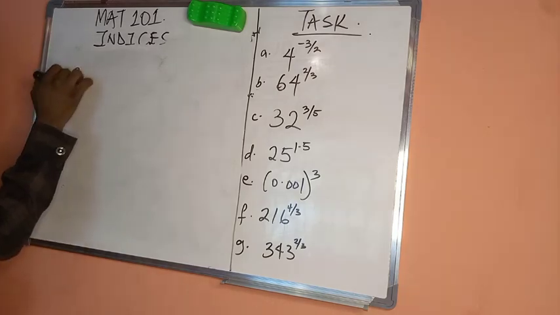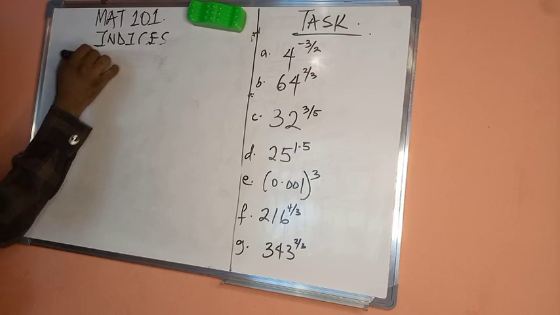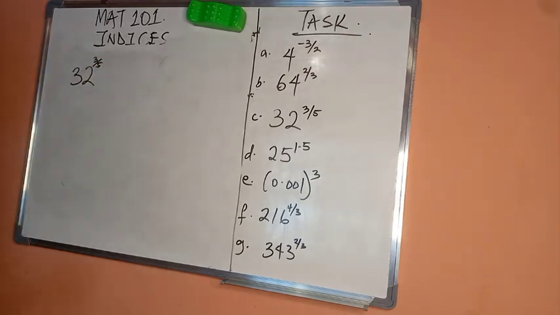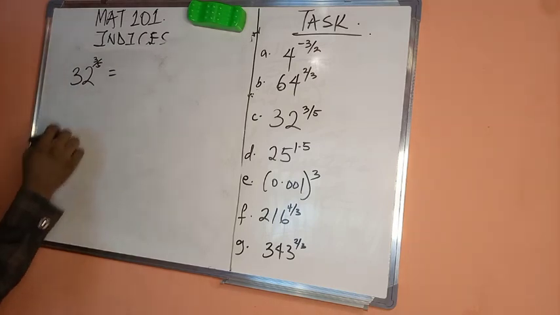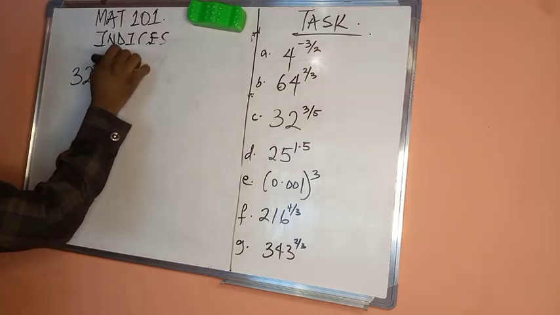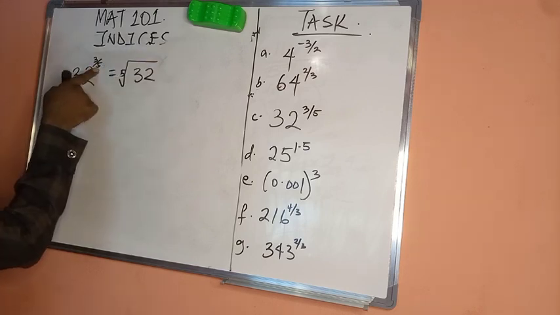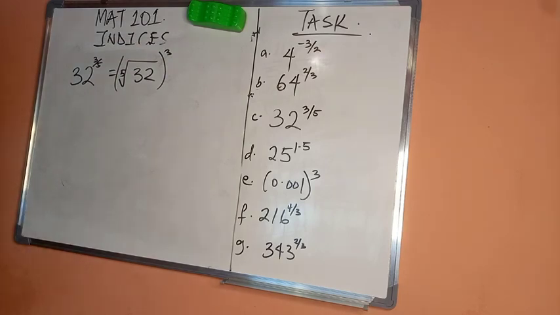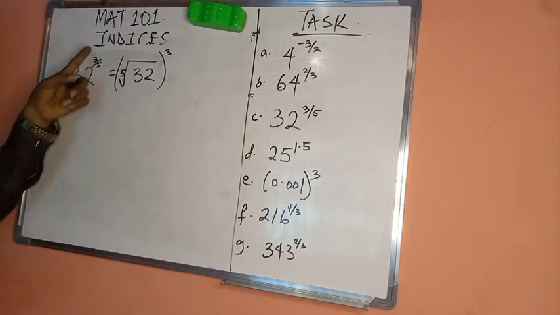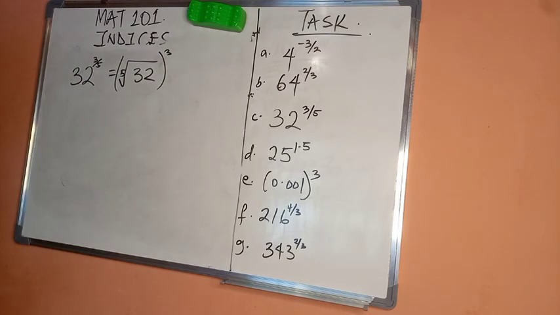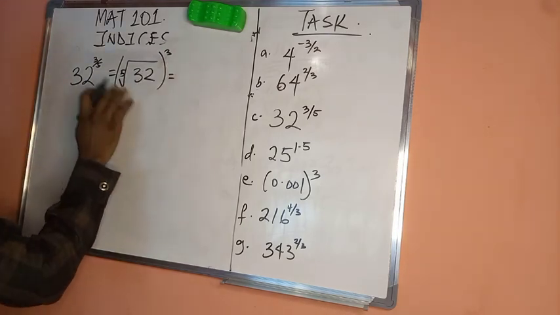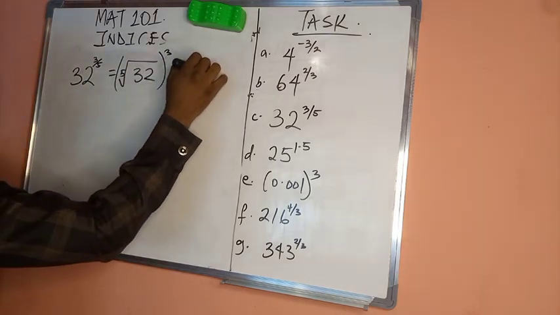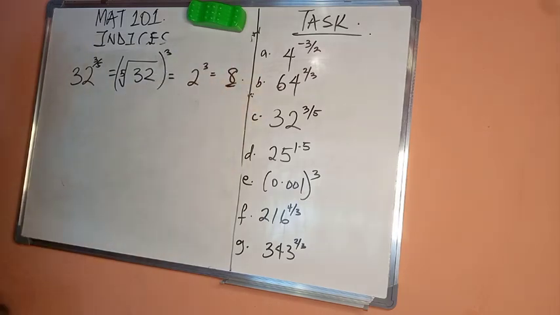We have 32 raised to 3 over 5. 3 over 5 is the index. From our fractional index law, we can simply do this as the 5th root of 32, because 5 is the denominator, raised to power 3. 3 is the numerator. The denominator becomes the root, the numerator becomes the power. Don't forget that. So this becomes the 5th root of 32, that's 2, raised to power 3, that gives you what? 8. Easy, right? Let's do the D part now.